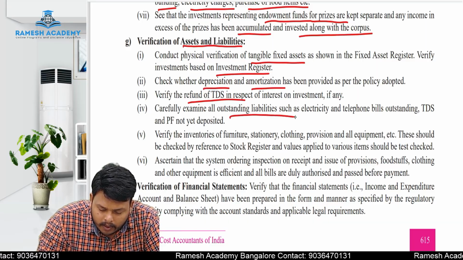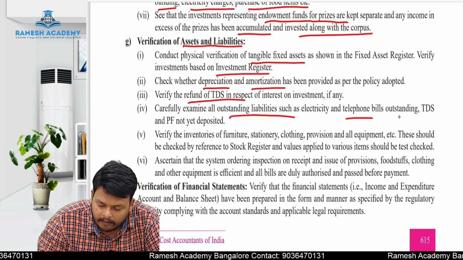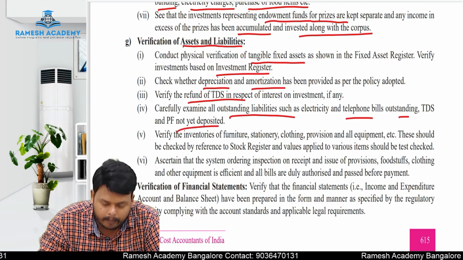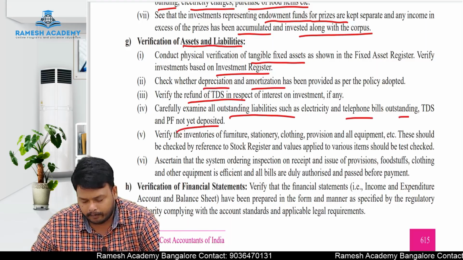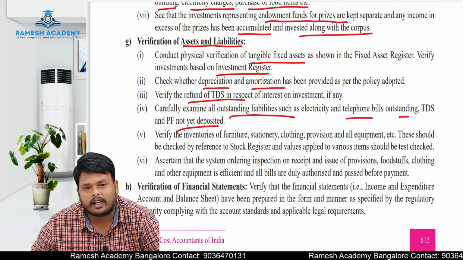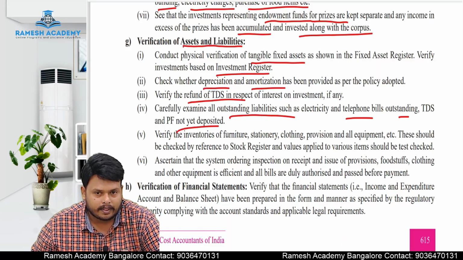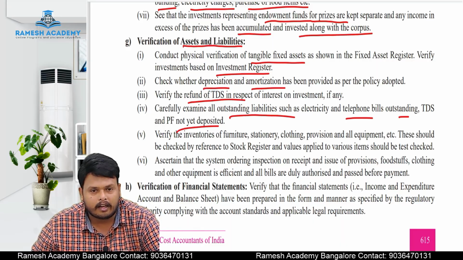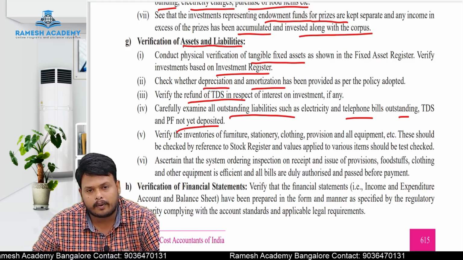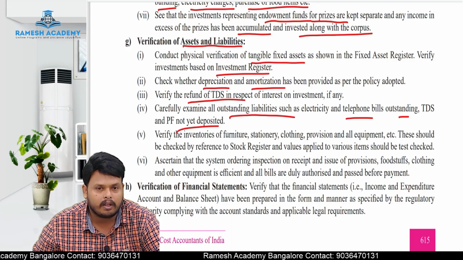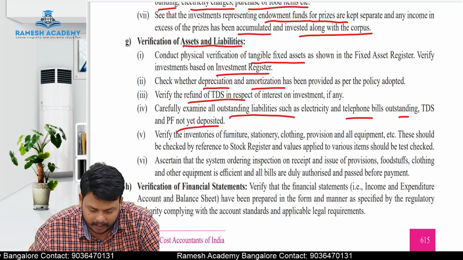Carefully examine all the outstanding liabilities such as electricity, telephone bills, outstanding TDS, PF not yet deposited. So the auditor has to carefully verify, and he has to concentrate on outstanding expenses, either electricity or telephone bill, TDS deducted but not deposited, PF deducted but not deposited. All these things the auditor has to verify very clearly.